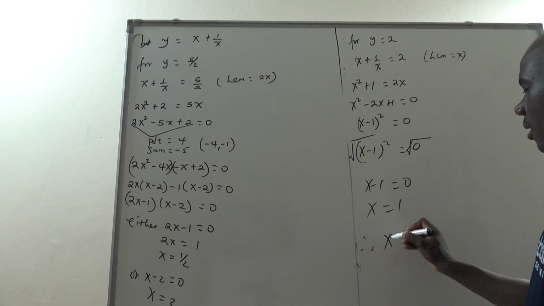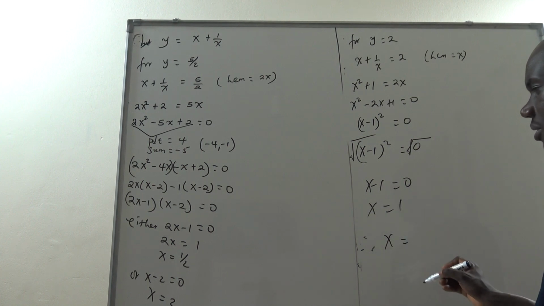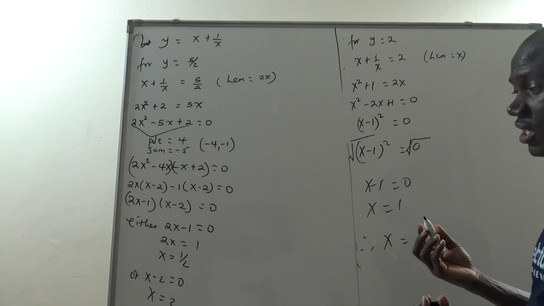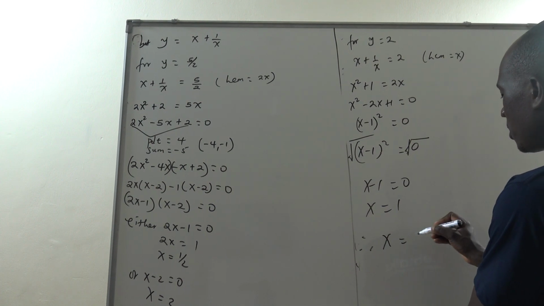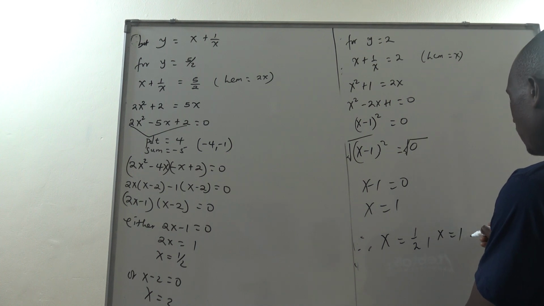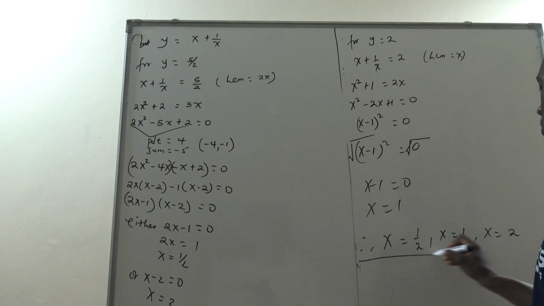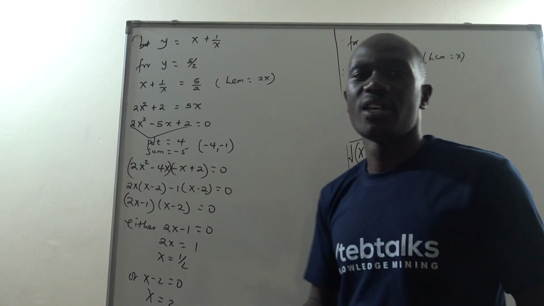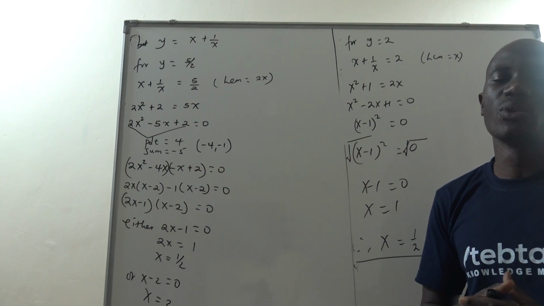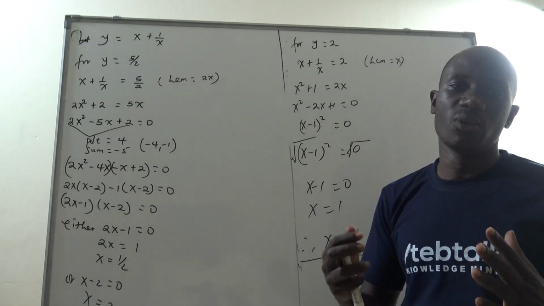So can we correct our values very well? Therefore, you can arrange them in ascending order: x equals a half, x equals 1, x equals 2. So you have finished solving that kind of equation which has a polynomial of degree 4.